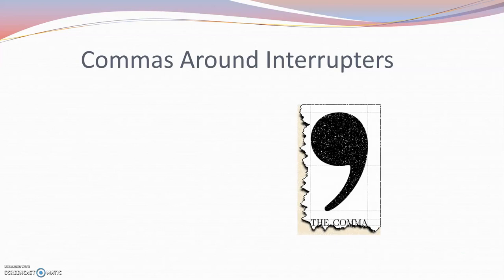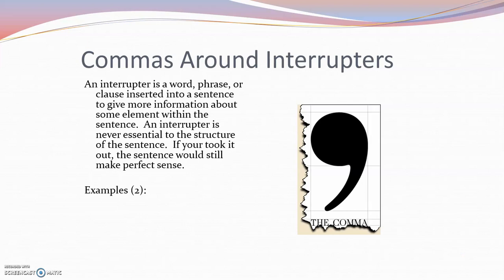And now we have rule number 4, and I would say that this one is the second most important one that I'd like you to master. This one is commas around interrupters. Some of the handbooks will call them non-essential elements, but it's non-essential elements or interrupters. We've got more than one phrase to describe it.